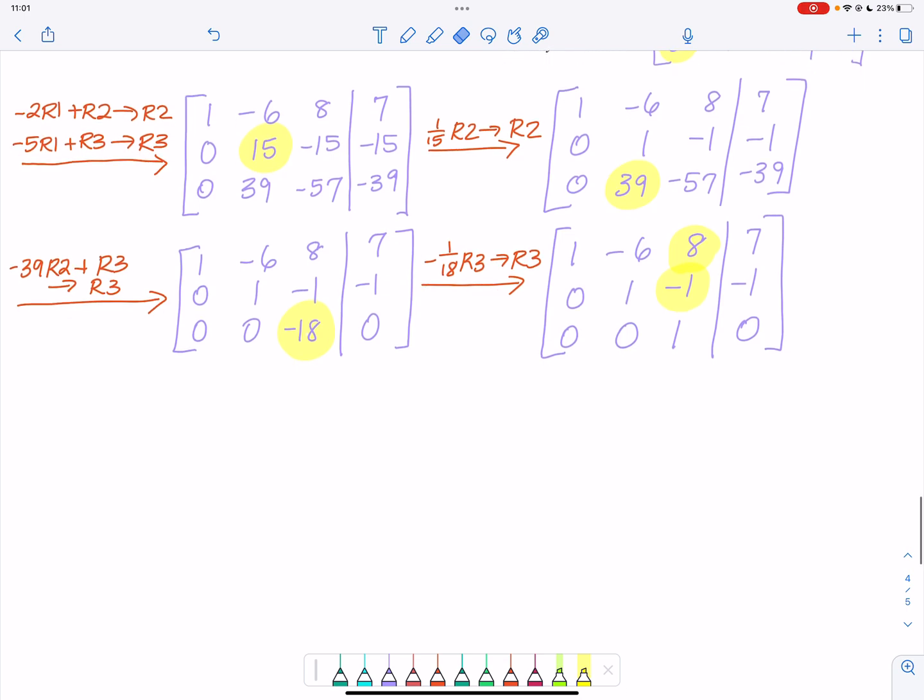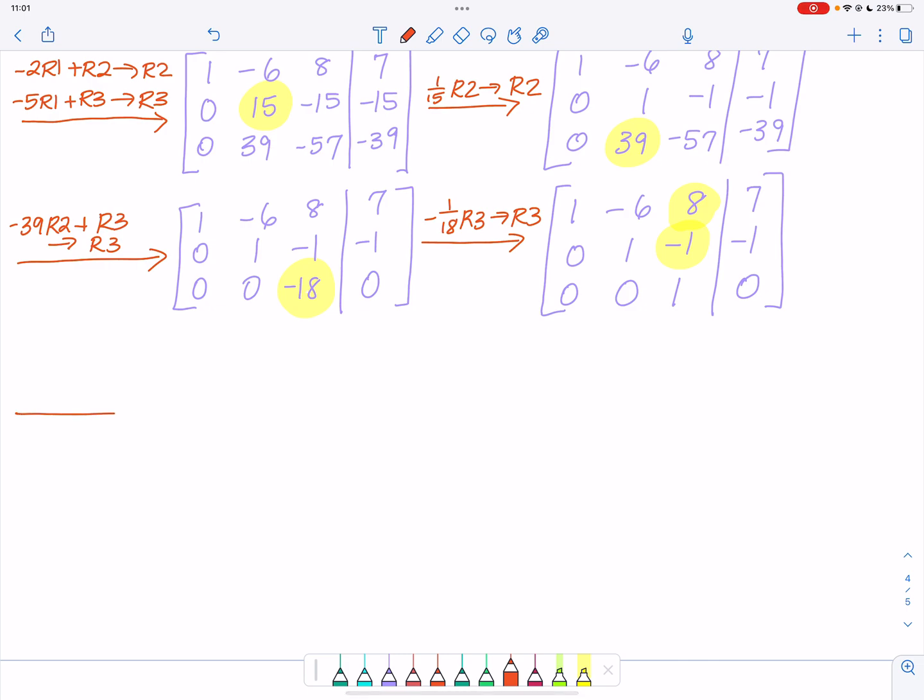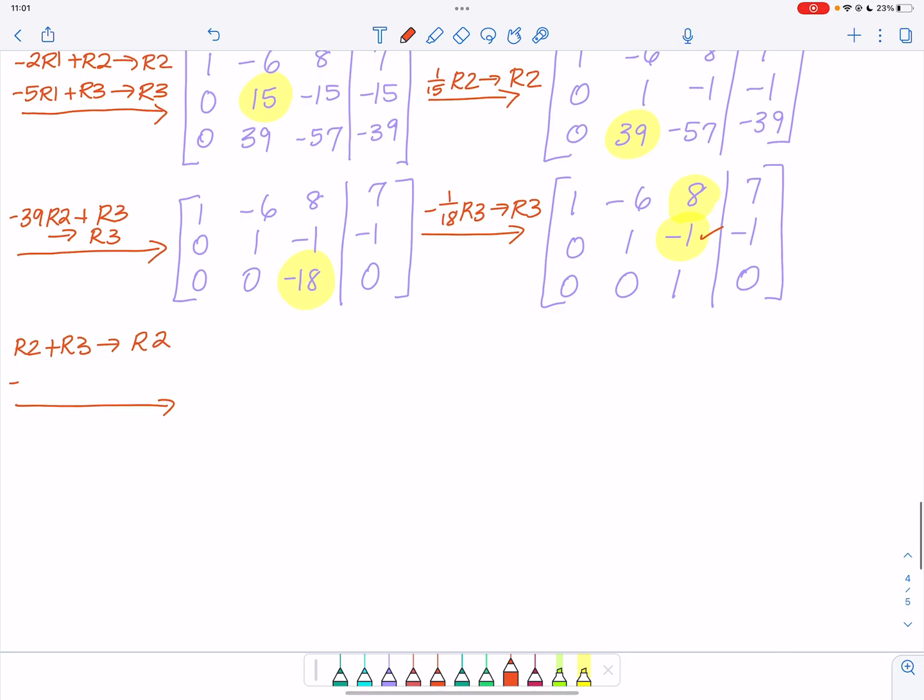We'll first add row 3 and row 2 together, and that will give us what we need in row 2. So we will have row 2 plus row 3, and that will replace row 2, and that will help us with this negative 1. Then we could take a negative 8 and multiply it by row 3. Add that to row 1, and that will then replace row 1 and help us with that 8. Okay, so as you can see, row 3 is going to be unchanged.